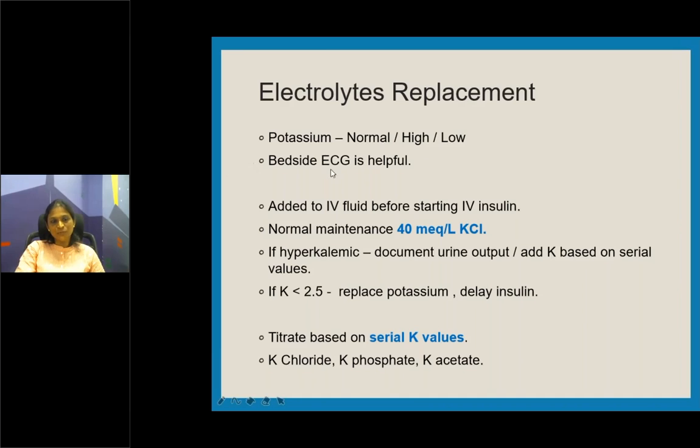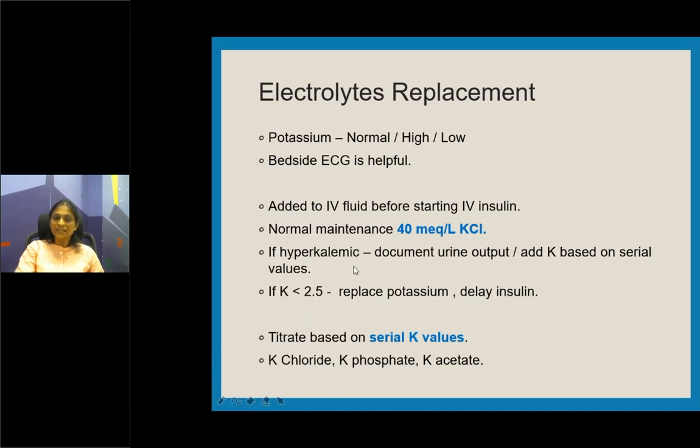When we get the value, or when we are convinced the bedside ECG is normal, we add a normal maintenance of 40 milliequivalents per liter of potassium chloride. Normal maintenance in an otherwise well child is 20 milliequivalents per liter. But in DKA, we add 40 milliequivalents per liter, and this is added to the IV fluid before starting IV insulin.